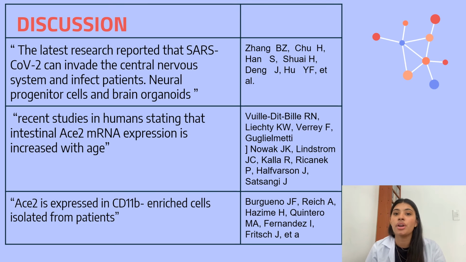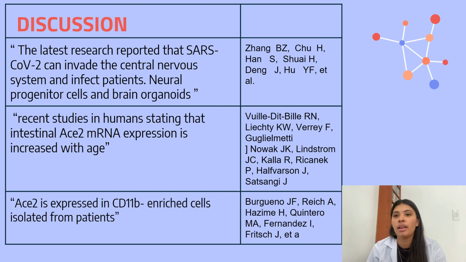In the discussion, we have the comparison between the results obtained and the conclusions of other studies by other authors. So, Sang et al. also expressed that SARS-CoV-2 can invade the central nervous system and infect patients. This study determined that ACE2 expression is undetectable in microglia, so the brain might not be infected by viruses.